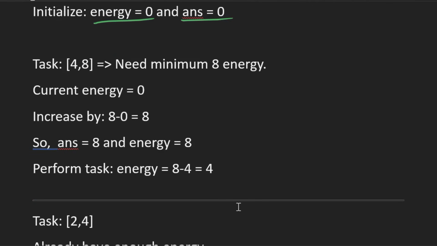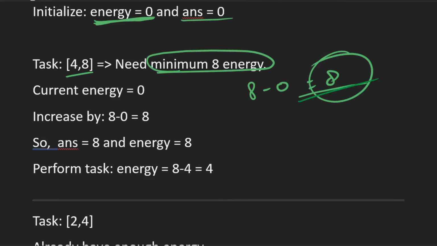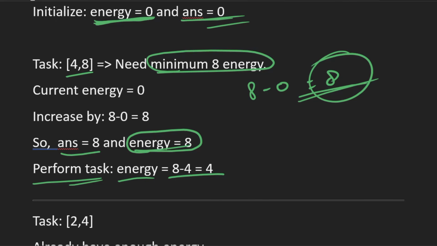Now our first task is 4 comma 8. That means it requires a minimum of 8 energy to start the task, but how much energy do we have? 0. So we have to increase the energy by 8 minus 0, which is 8. So our answer will now be 8, that is 0 plus 8, and now our energy has become 8, right? Now we have sufficient energy to start the task, so we perform the task. So our energy will become 8 minus 4, where 4 is the actual energy that we have reduced. So now how much energy are we left with? We are left with energy 4.